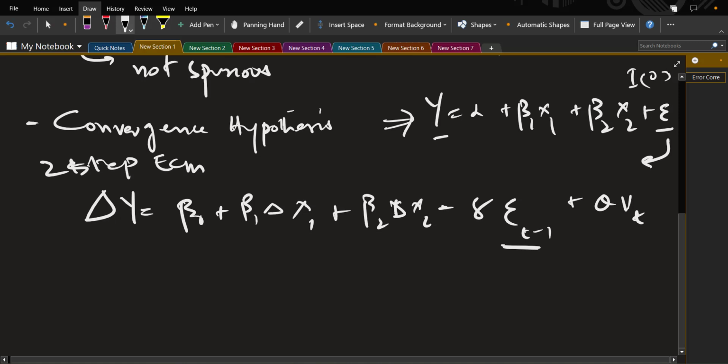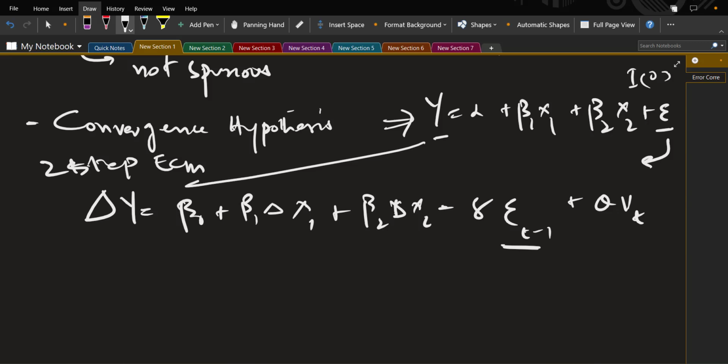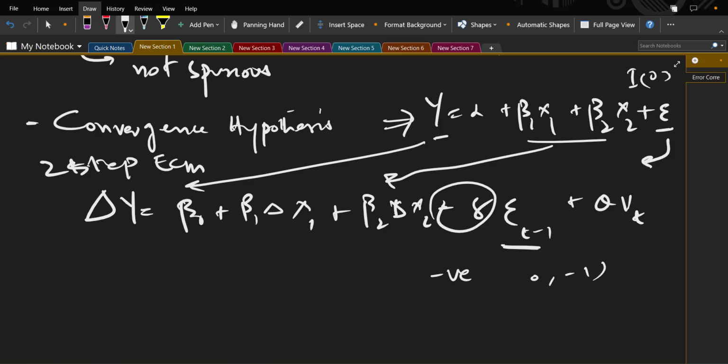You have to convert the dependent variable into first difference form and all independent variables into first difference forms, and then add the lag of residuals. This will become a long run equation because this is level form and this is first difference form. If this equation is not spurious and if it is converging, then this coefficient should be negative and between 0 and -1.